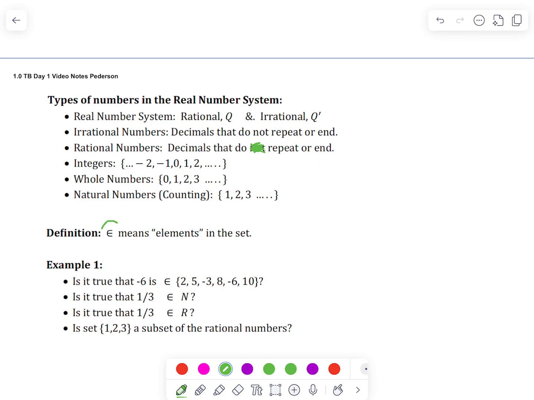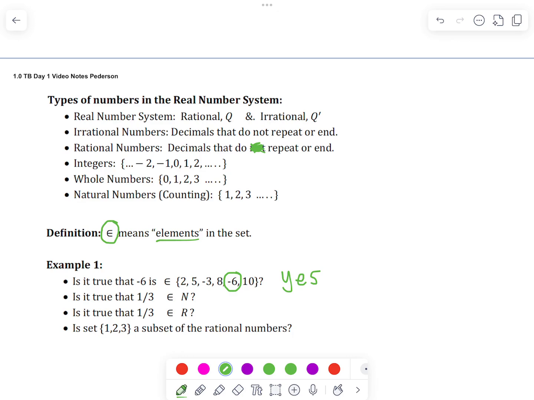The notation that looks like this little e represents the elements in a set. So example 1, is it true that -6 is in the elements? So yes, -6 is in that set.